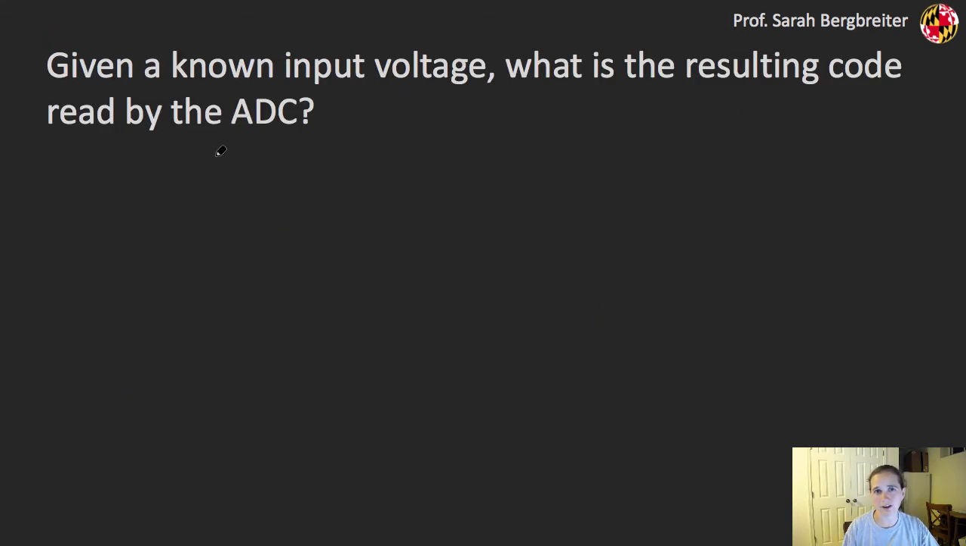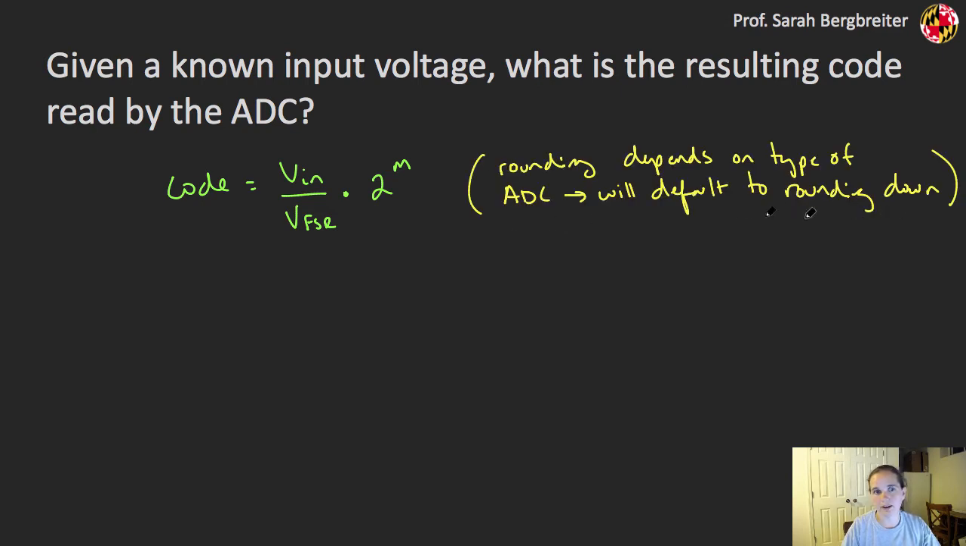So given this reality check, can we actually calculate what resulting code we might get for a particular input voltage to an ADC? The way I'm going to do that is look at the fraction of voltage that I have on my input: Vin divided by my full-scale voltage range, times 2 to the m, the total number of possible codes. The fraction of input voltage times the number of codes gives me my output code. There are obviously a lot of rounding errors that depend on the type of ADC that you have, and we're going to default to rounding down.